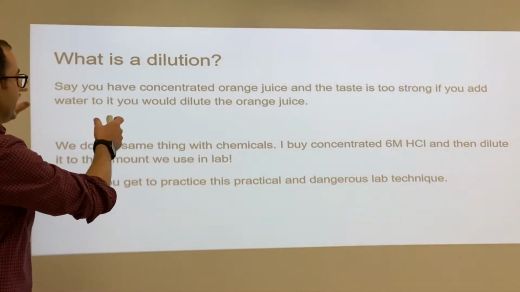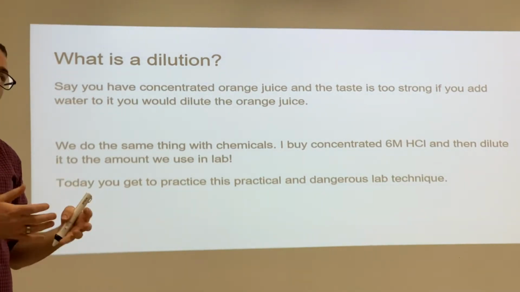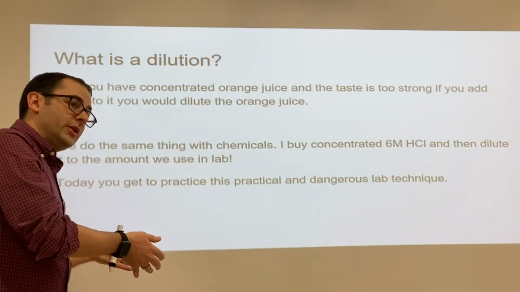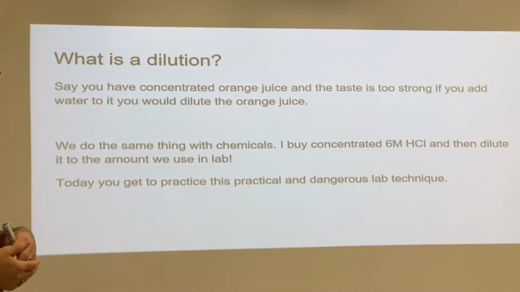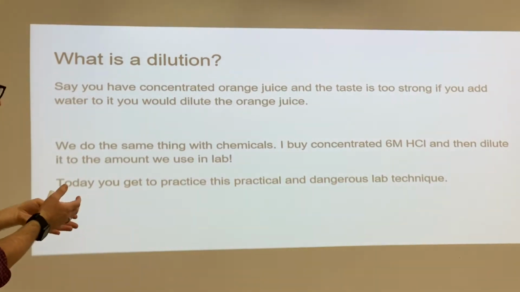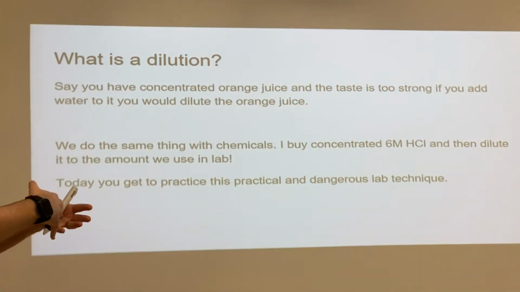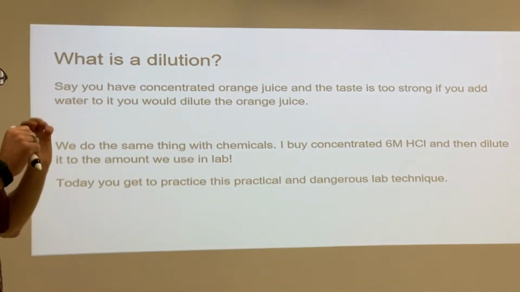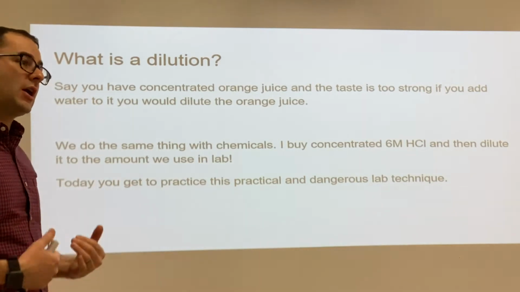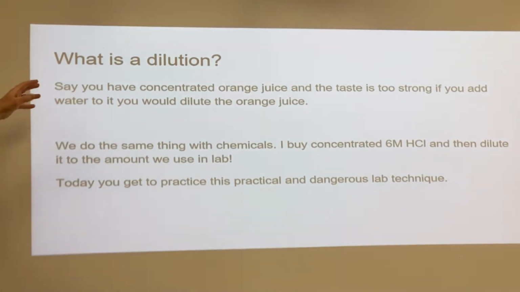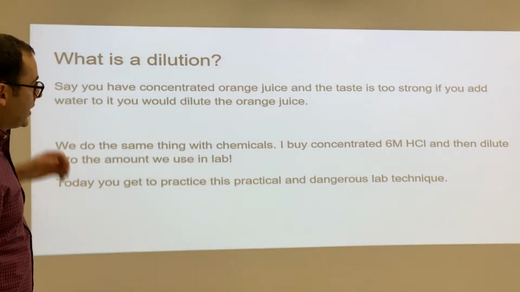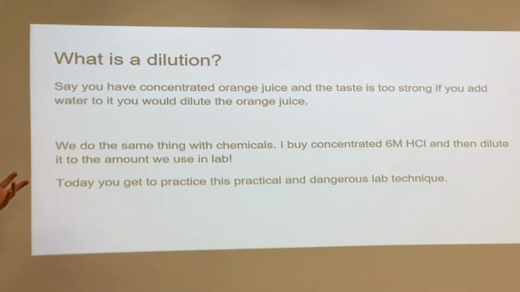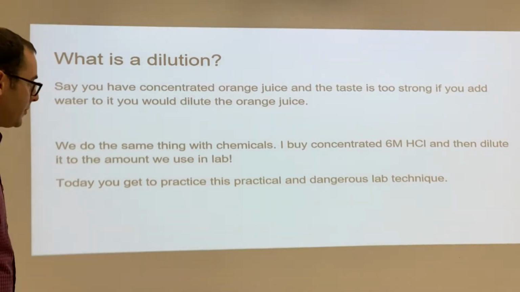It's more likely that you're going to start with a liquid and then add water to it when you're diluting something. When we made solutions, we started with a solid and then we added water to it and then made the solution from there. This is what if you already have a liquid and you need to lower the concentration, all right? So say you have concentrated orange juice and the taste is too strong, all right? So if you add water to it, you would dilute the orange juice, which makes sense. We do the same thing with chemicals.